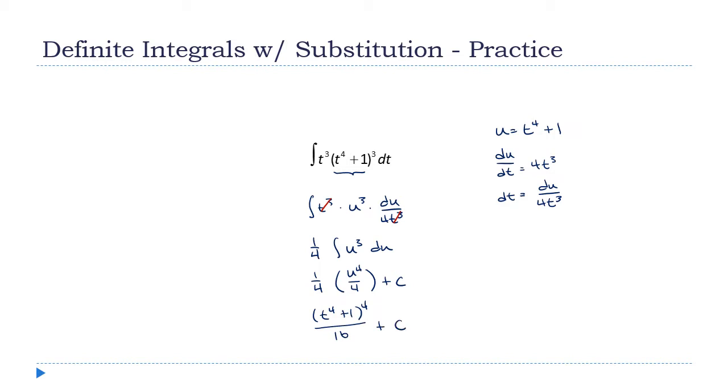There we go. And you can check these. If you take that function and differentiate it, you should get back to the original. You'll get back to that original t to the 3rd times t to the 4th plus 1, cubed.